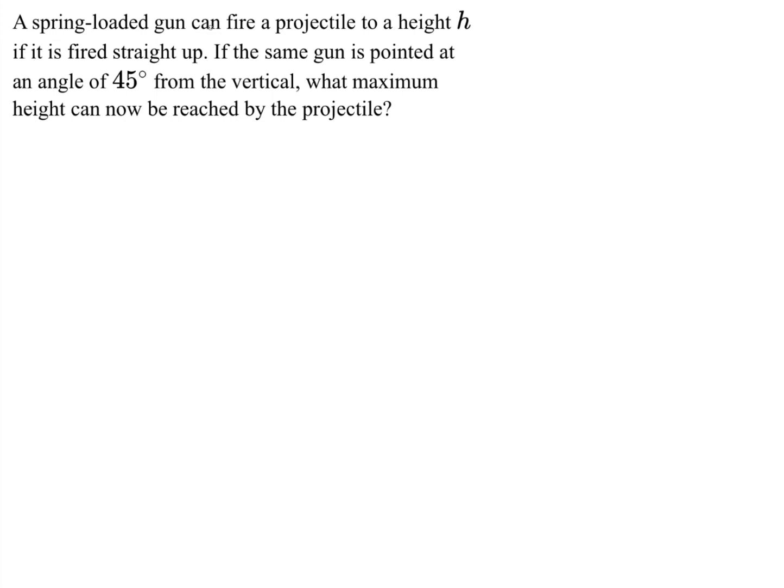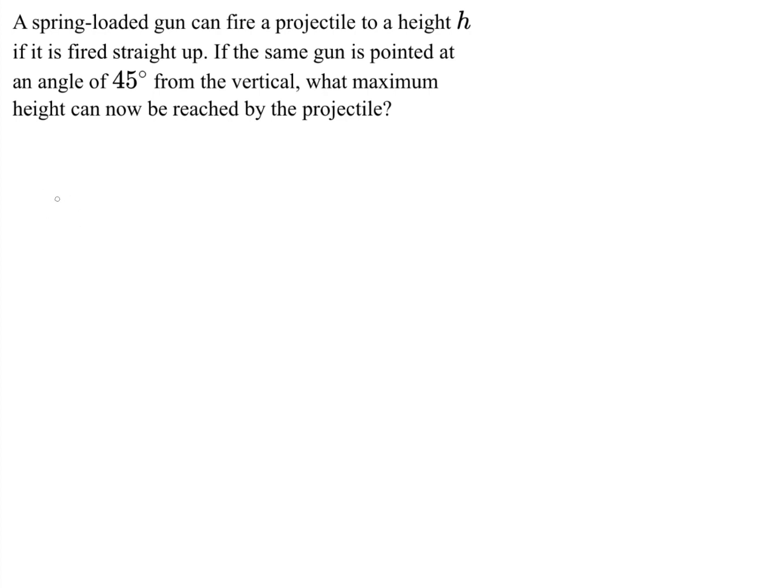A spring-loaded gun can fire a projectile to a height h if it is fired straight up. If the same gun is pointed at an angle of 45 degrees from the vertical, what maximum height can now be reached by the projectile? So we know that exactly half of the kinetic energy is going into the vertical component.